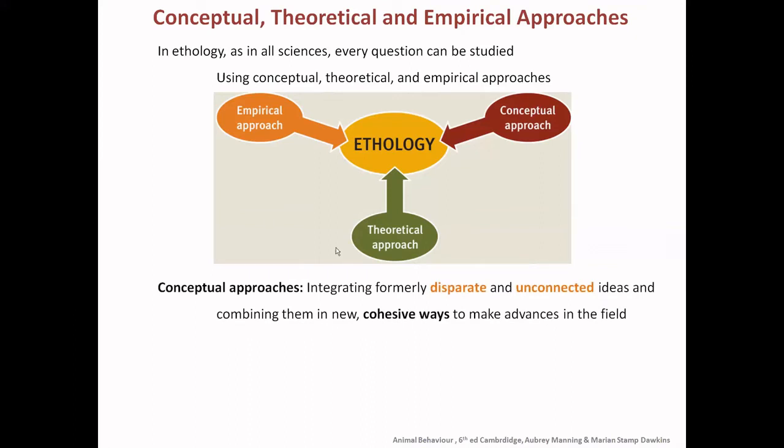So in the conceptual approaches, it is integrating formally disparate and unconnected ideas and combining them in a new cohesive way to make advances. In very simple words, they are the unconnected or scattered dots, and as an ethologist or animal behavior naturalist, we have to connect them to get information out of it. So natural history and experimentation play a role in concept generation.